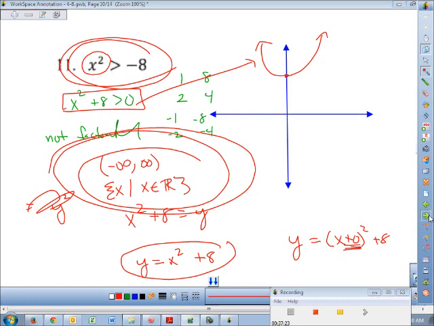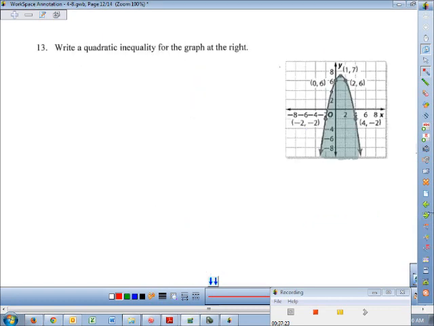Let's jump down to here. Write a quadratic inequality for the graph to the right. You already have it. You already see where it's shaded. We want that equation slash inequality in vertex form. Can we do that? Do you know where the vertex is? Do you know any points on this? So let's do a little vertex.